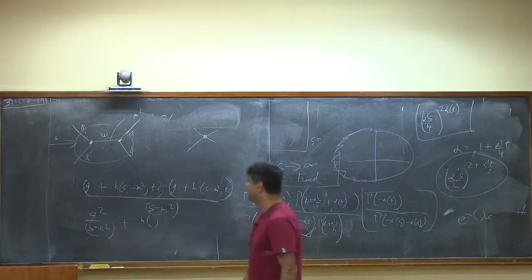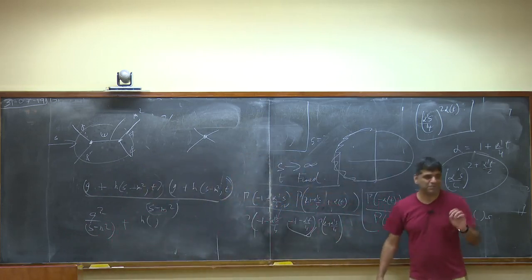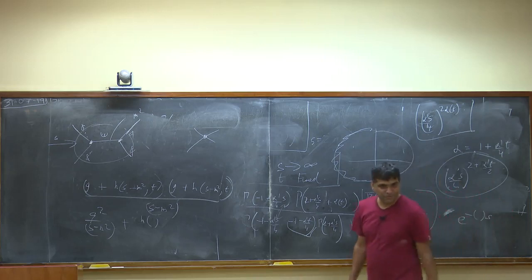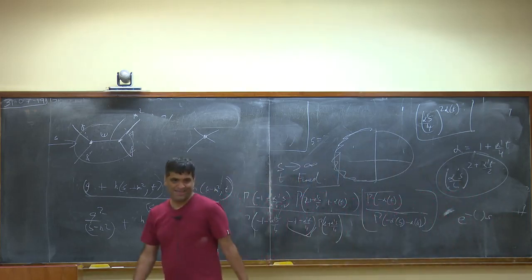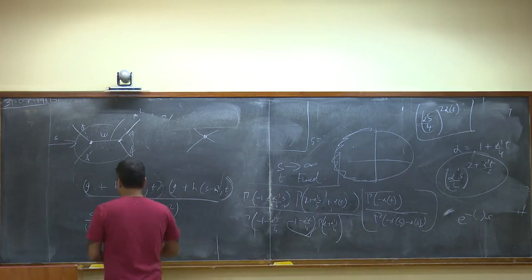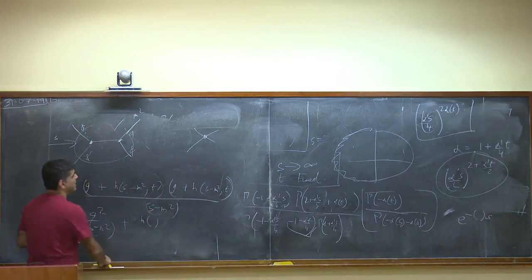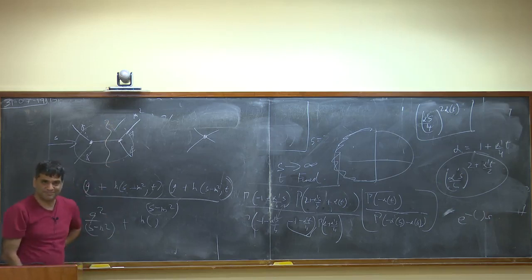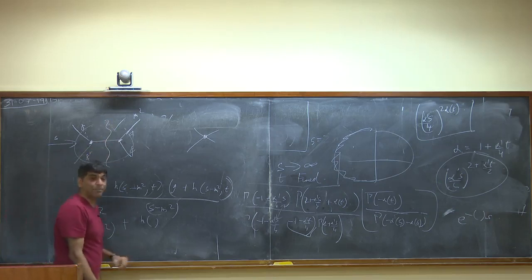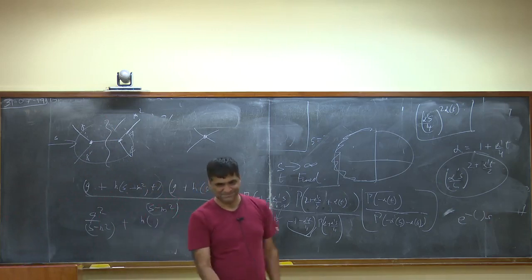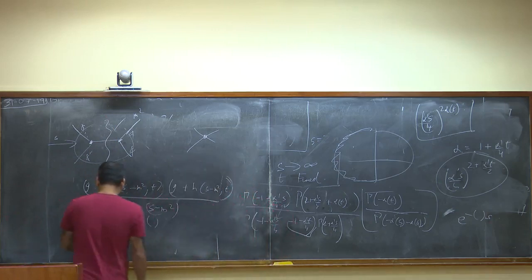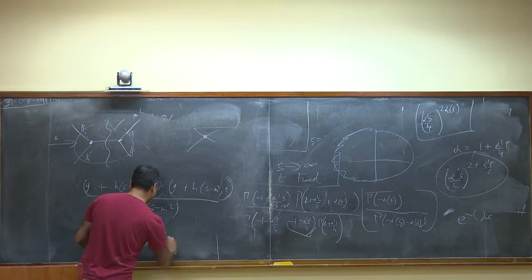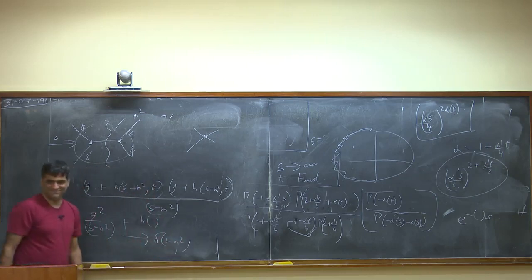In fact, this statement is a slightly trivial example of Cutkosky's rules for classical theory. Okay? Because Cutkosky's rules is the following. In order to compute the imaginary part of a scattering amplitude, what you're supposed to do is cut the amplitude. Then you're supposed to replace that propagator by a delta function. 1 by p squared, s minus m squared, should go to delta of s minus m squared. That should give you the imaginary part of the amplitude.